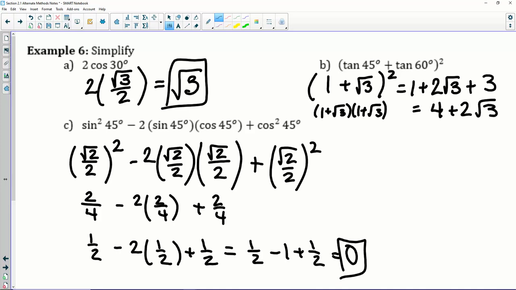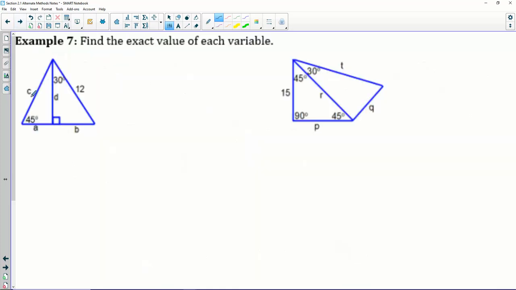On a problem like that, I'm expecting to see that work. I want to see that you know what sine and cosine of 45 degrees are. You subbed in the correct value and then worked it out. Are there any questions on those? Then, the last couple.